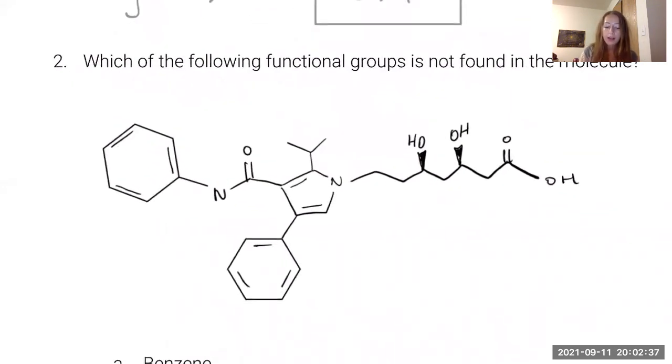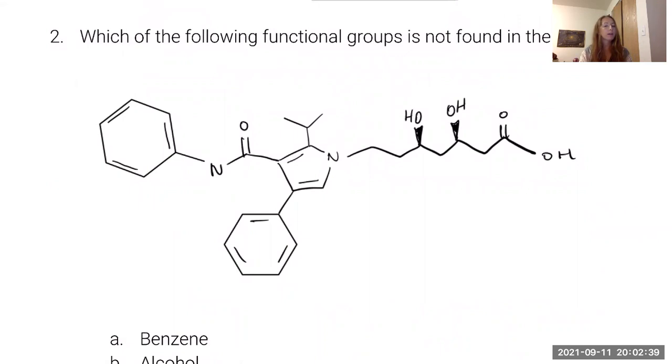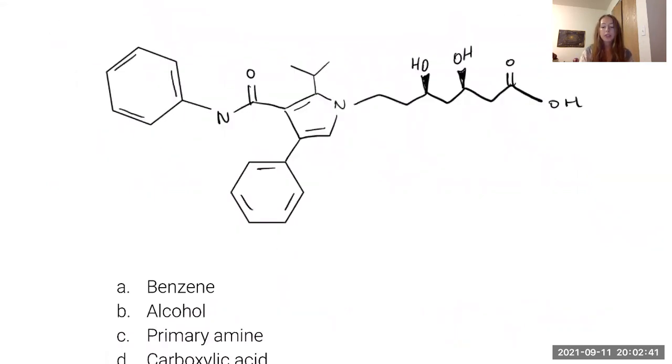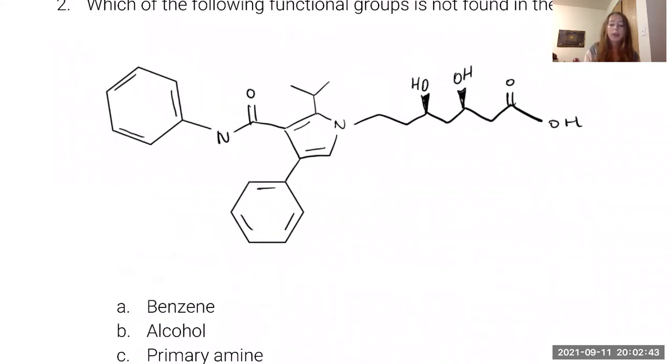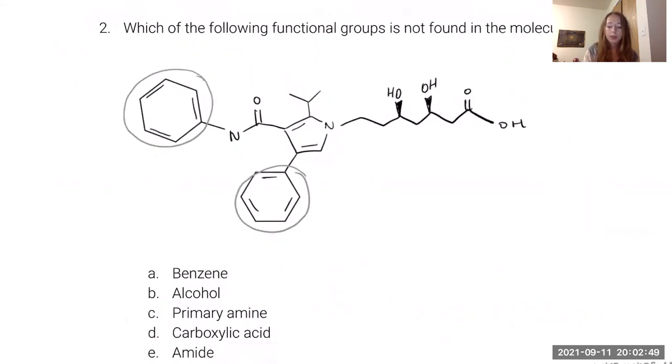The next question is asking what kind of functional groups we see here and which is not found in the molecule. We see our two benzenes over here. Alcohol, we see some alcohols over here. I'm going to skip C for now. Then a carboxylic acid we see over here, and then the amide right over here.